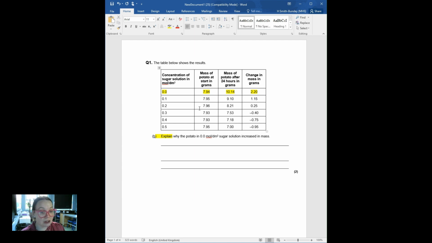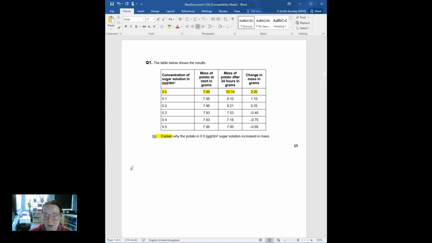Remembering that although this one's on potatoes, it could be any vegetable or any plant that they use for this practical. So it says for question B, explain. And that command word, explain, means use your knowledge. We're not describing the result. That's a completely different command word. We're explaining why these results have happened. Explain why the potato in 0.0 sugar solution increased in mass. So we need to explain why this has happened.